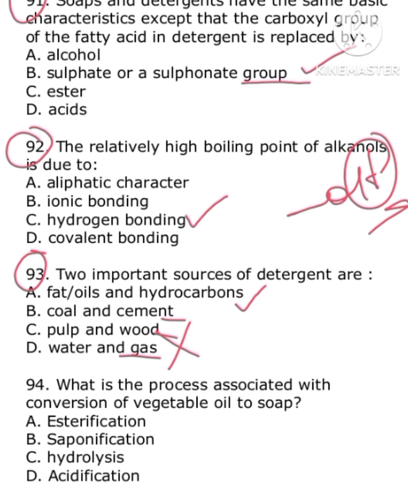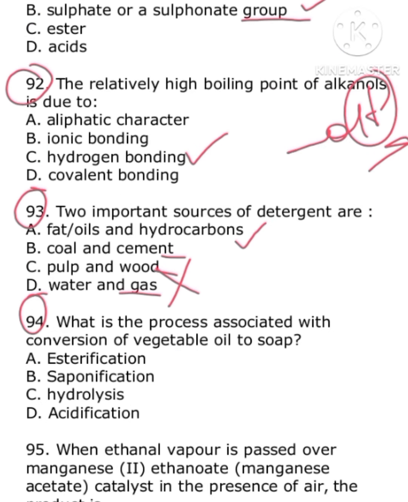The next one is 94. What is the process associated with the conversion of vegetable oil to soap? So the process of converting vegetable oils to soap is called saponification. So number 94 is B.